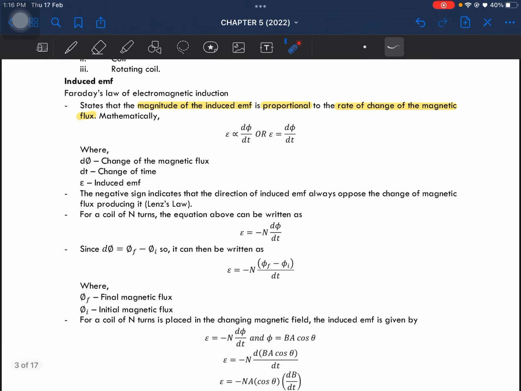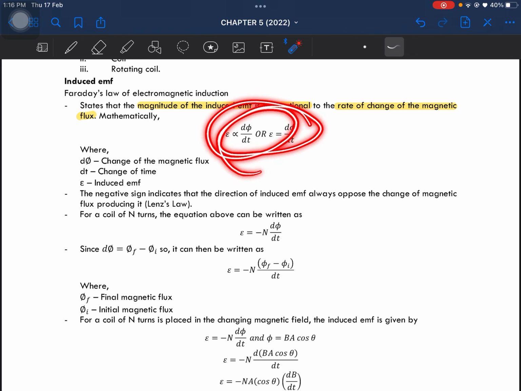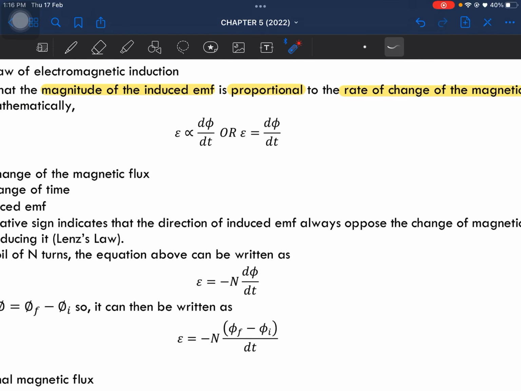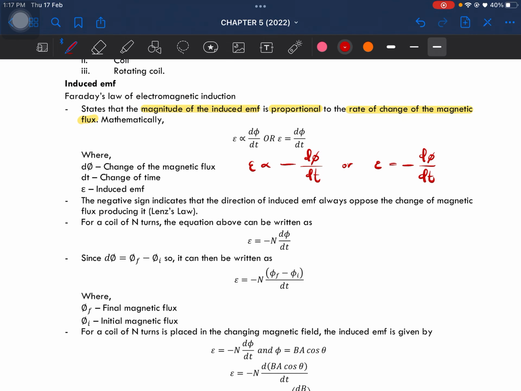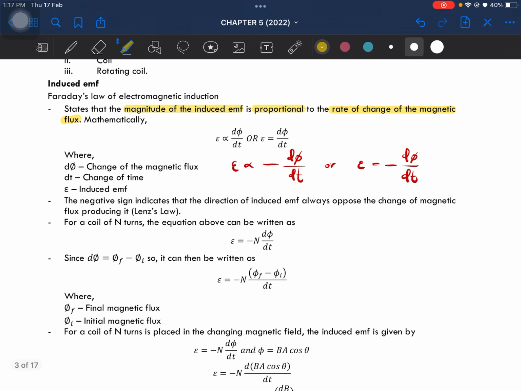Okay, so the negative sign indicates, oh okay, where is my negative sign? Okay, I forgot to add the negative sign, but I'll add them before I'll upload in GC lah. Okay, so this one is negative dv over dt. Okay, so there's negative sign there. So the negative sign is just the direction of induced EMF lah. So it is indicating that the direction of EMF is always opposing the change of magnetic flux producing it. Okay, so that's when we go into Lenz's law lah.